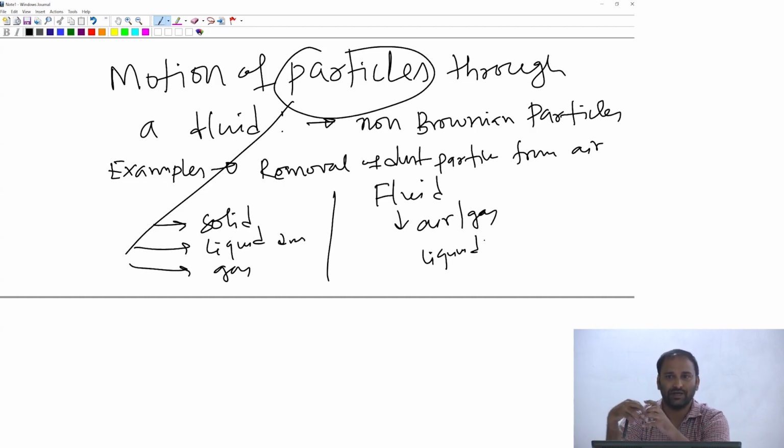So there are a lot of cases where you come across motion of either solid particles, liquid droplets, or gas bubbles in a fluid, and therefore whatever we are going to do today is going to be of interest in the context of some of these operations.